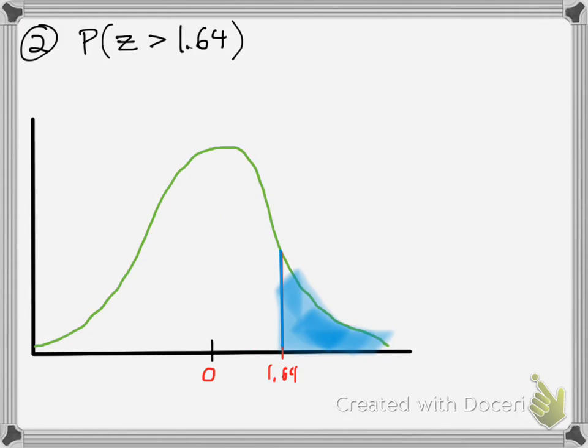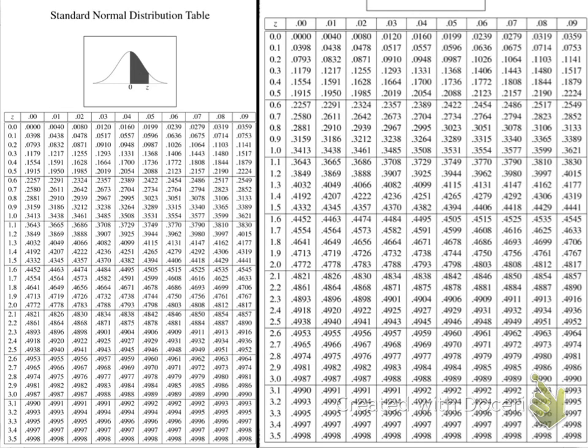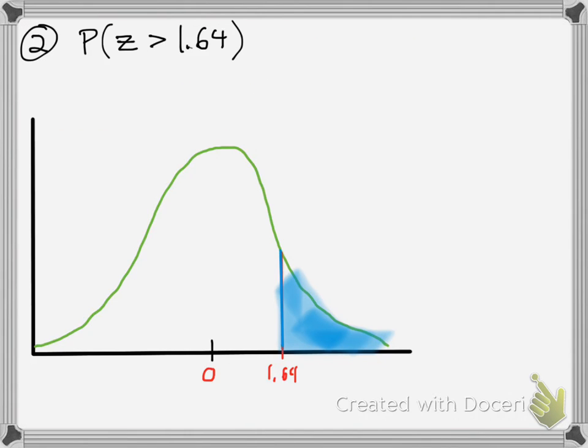So let's look at 1.64. So we go back here and we go 1.6, which is right there, and 1.64 intersects here. So you got 0.4495. So we know that this area here is 0.4495. But what do we also know?